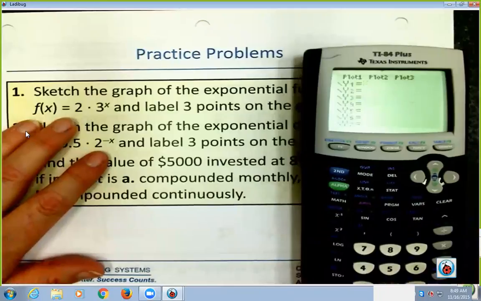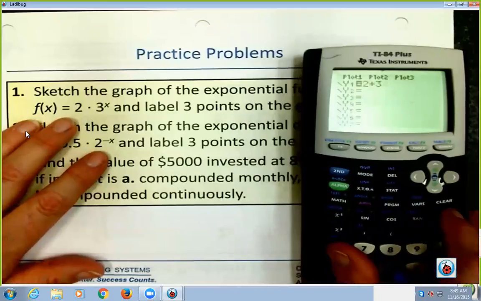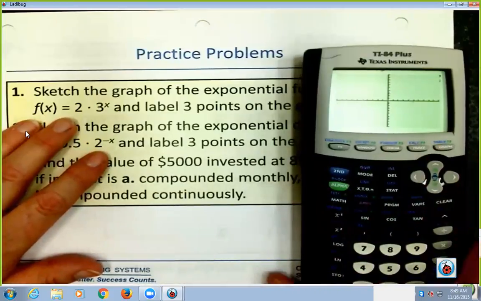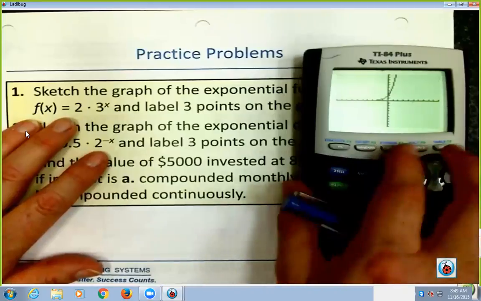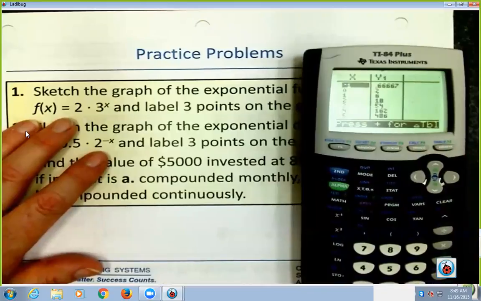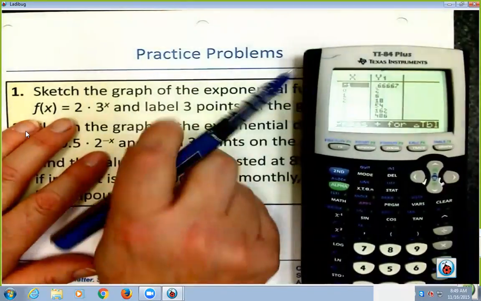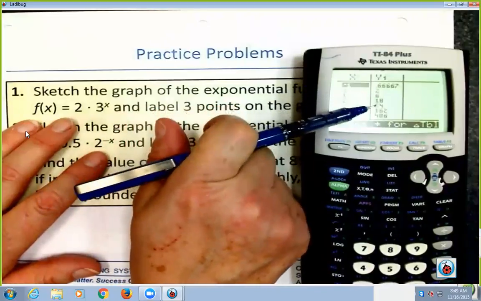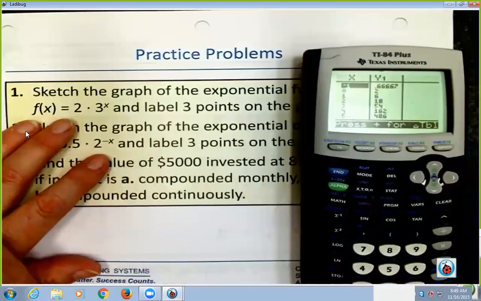But if you simply put in there 2 times 3 caret x, and you get a graph. So just so you know what your graph is going to look like, again, it's showing that. If you need 3 points, all you do is go second to your table, and it will give you a lot of points. So you can just go through and pick points out of there. So I might pick 0, 1, and 2 because they're all good solid numbers in there. And so we have those.